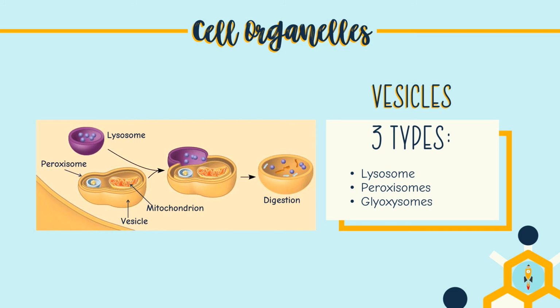The peroxisomes. Peroxisomes are similar to lysosomes but contain different enzymes and are not produced by the Golgi apparatus. They break down fatty acids, which the mitochondria can then use as an energy source. There are also other vesicles. Specialized peroxisomes called glyoxysomes can be found in the seeds of some plants. They break down stored fats to provide energy for the developing plant embryo.